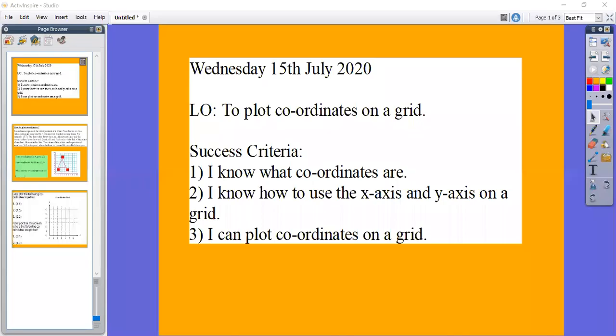Hello Year 4 and welcome to another maths video. In this lesson we are going to be plotting coordinates on a grid.